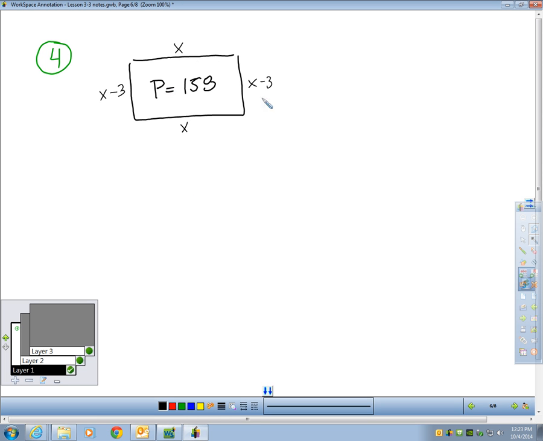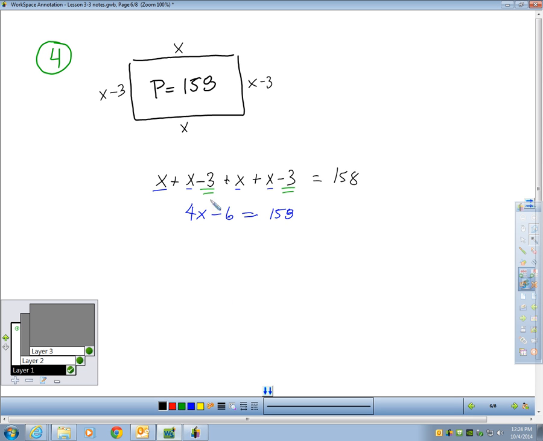Now, perimeter means if I add all these up, I'm supposed to get 158. Well, let's do that. If I add x and x minus 3 and x minus 3, I'm supposed to be getting 158. Now, let's just use the rules you've been taught. Step 1, let's simplify this thing. You notice I add up my x's, and there's a positive in front of each. I have 4x. My other like terms are negative 3 and negative 3. That's minus 6. And that gives me 158.